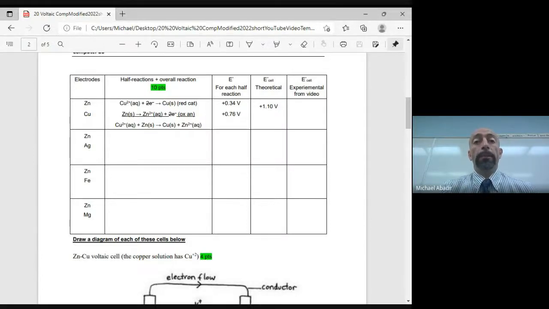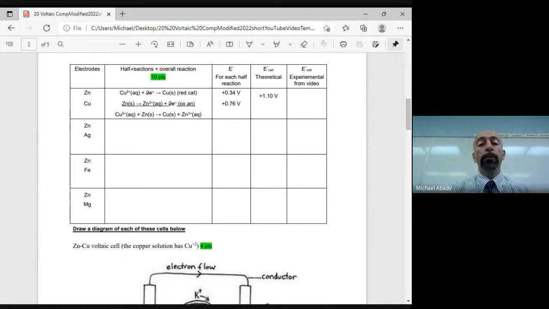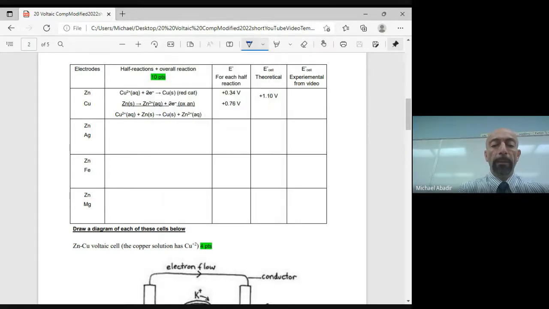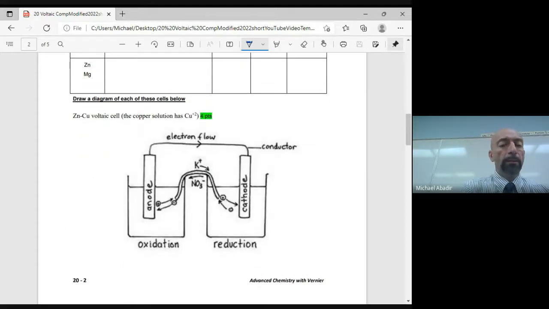In this video, we're going to continue on with lab number 20 on voltaic cells, and we're going to be calculating some additional information as well as labeling some additional information on our diagram. You'll recall that this is our overall equation with the copper and the zinc. And what we're going to do now is continue our diagram with some additional information.